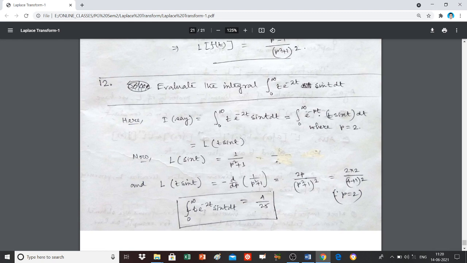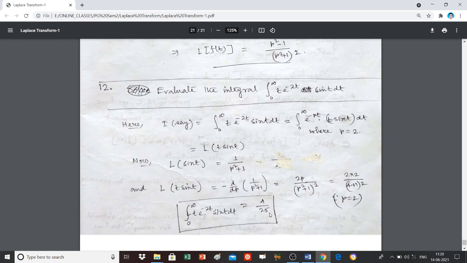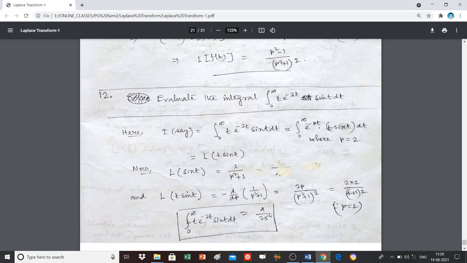So the given integral, that is the integral from 0 to infinity of t e to the minus 2t sin t dt, is equal to 4 by 25. So in this way we can apply the Laplace transform to compute different kinds of integrals which would be very difficult to solve by the usual method. So this is the end of this class.